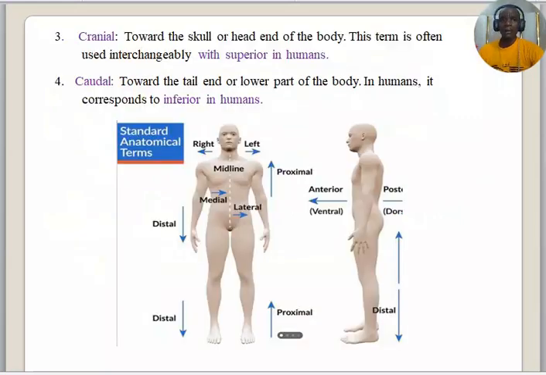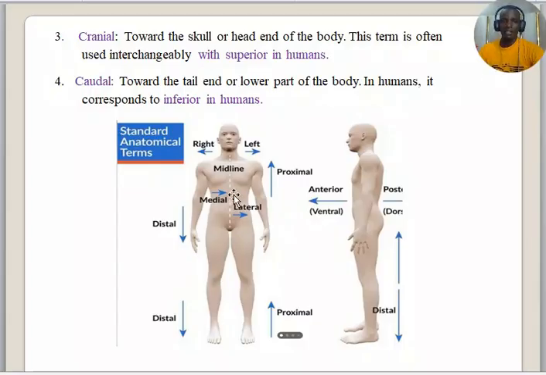And then cranial. Cranial means toward the skull or head end of the body. So this term is normally used interchangeably with superior in humans. Of course, it may also mean superior. Then we have caudal. Caudal means towards the lower part of the body. So in humans, it corresponds to inferior, also known as inferior or caudal.